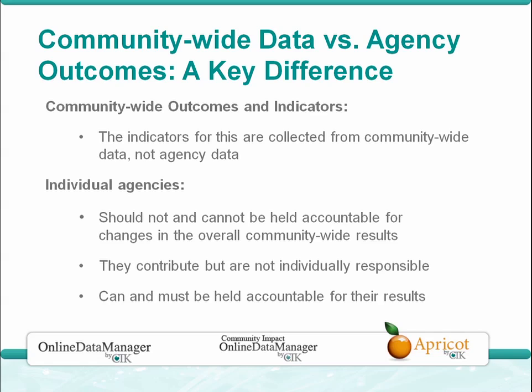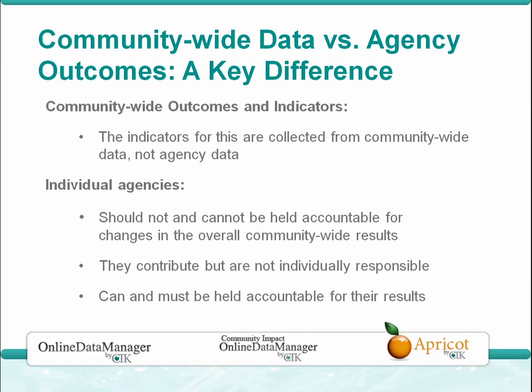There's also a key difference between community-wide data versus agency outcomes. And this is again where I've seen some confusion over the years, because the community-wide outcomes and indicators, those issues that you pick at the community-wide level, whether that's graduation rate, income levels, health indicators, whatever that may be, those indicators are collected from community-wide data, not agency data. You cannot just roll up individual agency program data into community-wide indicators, because they are two different things. Community-wide data and indicators comes from community-wide sources like school districts, like the census, like health departments.